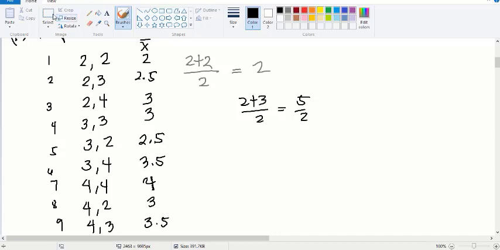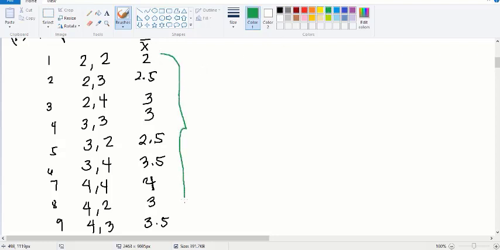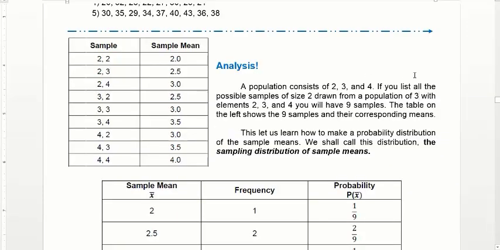Okay, anyway. Yan na ang ating mean. Now, itong grupo na ito, this is now what we call the sampling distribution of the sample means. Kasi ito yung ating sample means. Yan yung ating mga sample means, and okay, let me go down here.